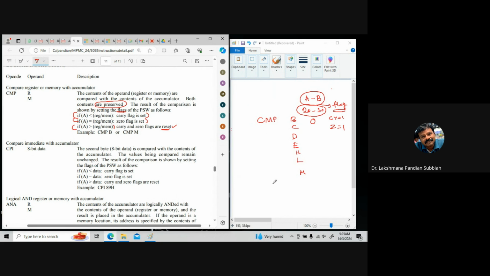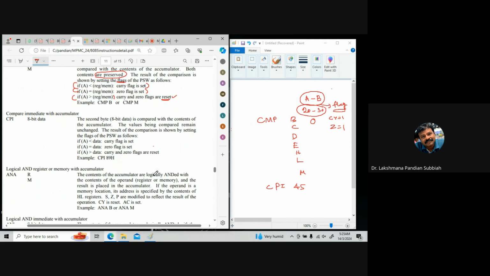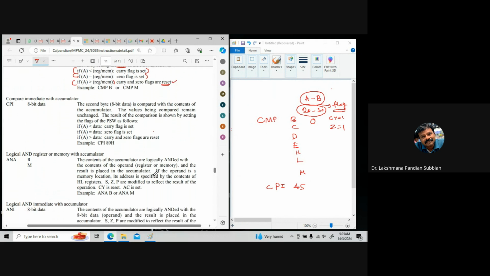So now we are having CPI, compare with immediate. Instead of a register or memory, we are having some value, and that value is going to be compared, with the same effect as in the earlier cases. So what does the same effect mean? We have A greater than data, A less than data, and A equal to data. For A greater than data, the corresponding carry is 0, and carry 0 means it is reset.